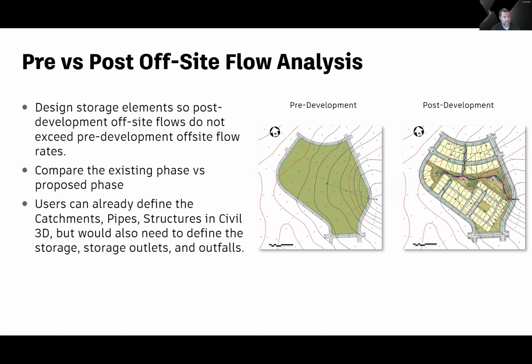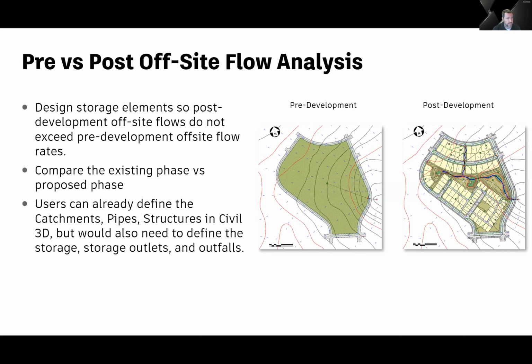So you'd start in Civil 3D and model this scenario and then run an analysis, which means you'd need to be able to design the storage elements for this to work. You look at your existing condition, where the runoff might go to multiple locations. You might have multiple outfalls, and then compare that to the offsite flows to your outfalls in the post-development or design phase.